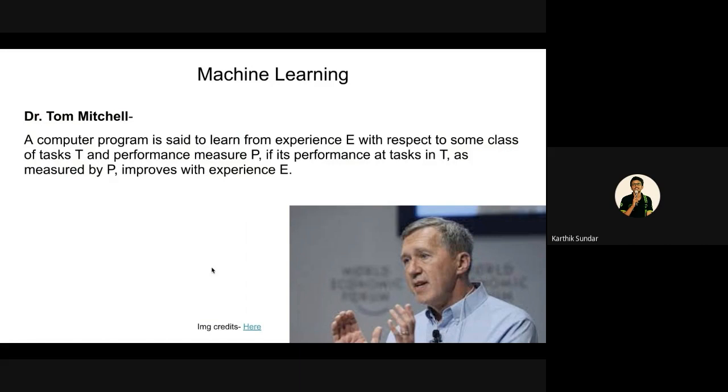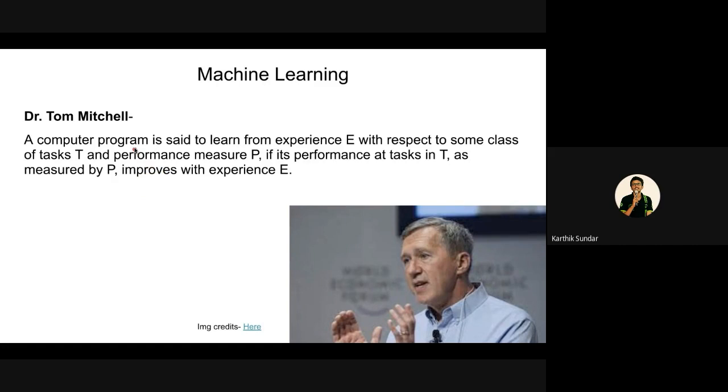The talk is about neural networks. Why am I emphasizing machine learning so much? Let's come to the point here. This is a famous computer scientist called Tom Mitchell. He defined machine learning in this way: a computer program is set to learn from experience E with respect to some class of tasks T and a performance measure P if its performance increases with the experience.